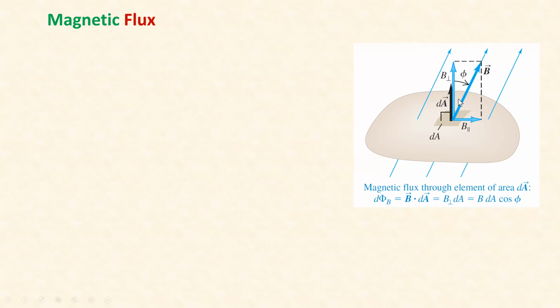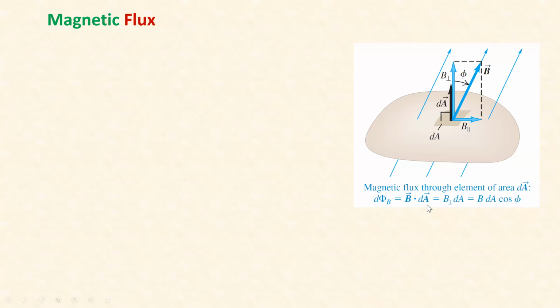And this is the magnetic field. We calculate the perpendicular component of the magnetic field to the surface, or parallel to the dA vector. And we multiply dA times that perpendicular component. So you can write that as B dot dA. That is the small flux passing through this area. And then if you integrate over the whole surface, you get the total flux.